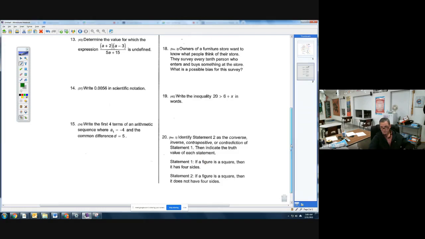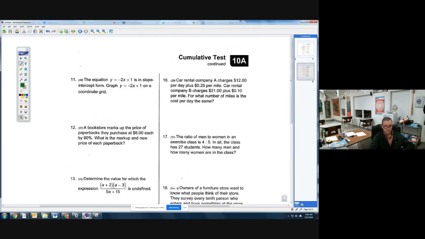Problem number, I gotta get up here. The equation y equals negative 2x plus 1 is in slope intercept form. Graph it on a coordinate grid. You fortunately will have a grid. I don't, but this is the way it looks. It doesn't get any easier than this. I can't draw too much in the way of straight lines here, but I'll try a little better than that.